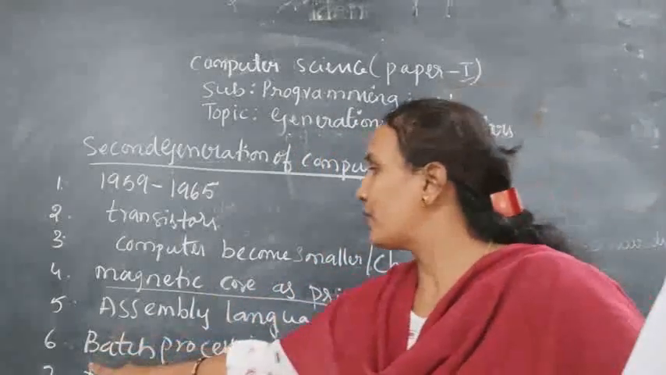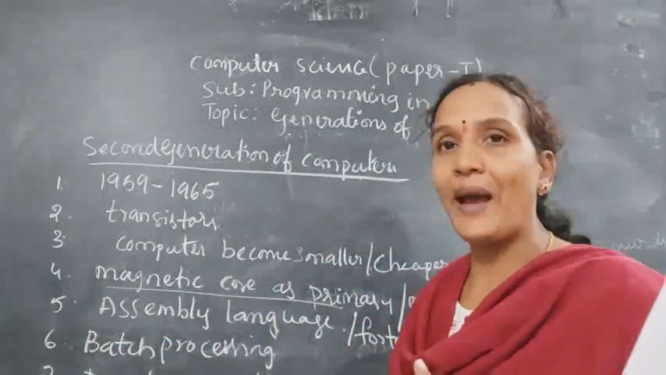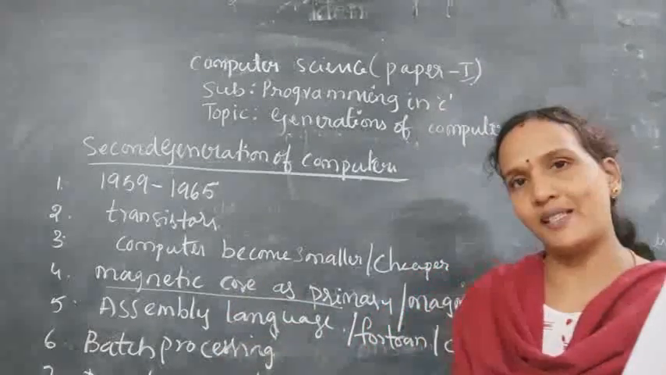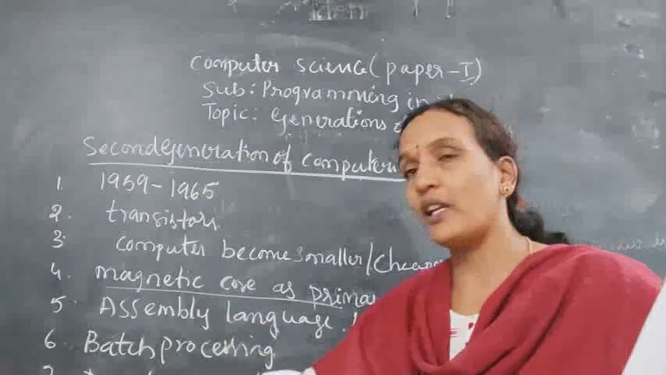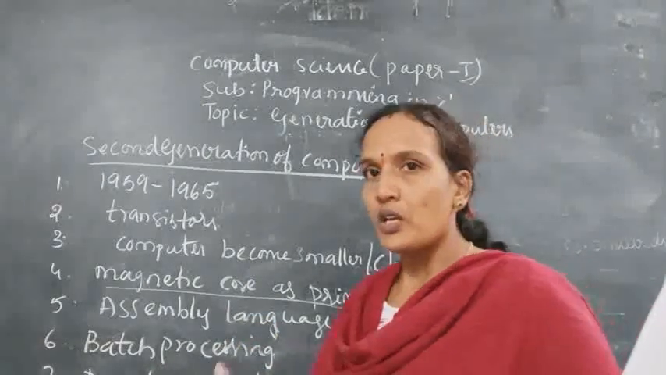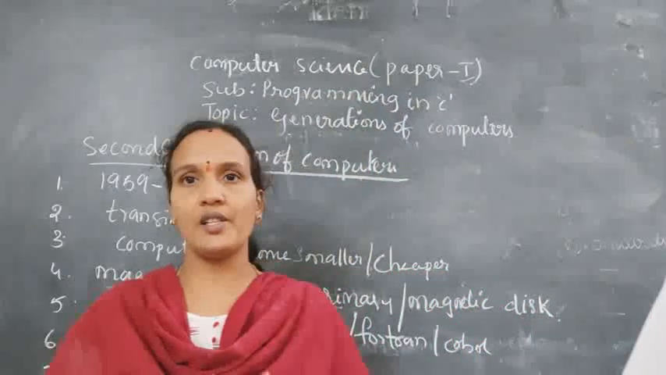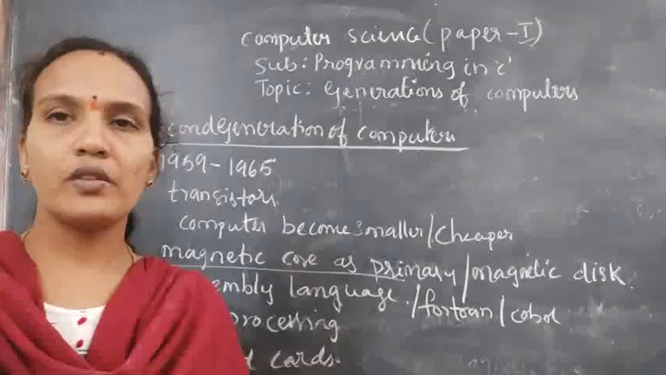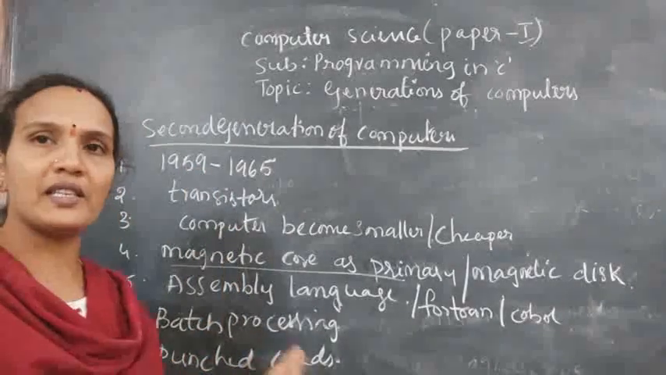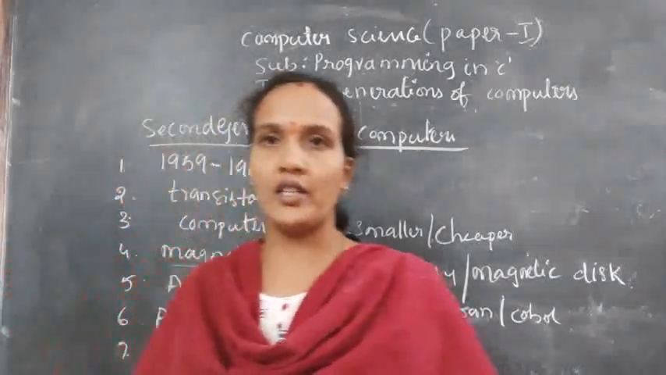Next, what operating system they used? Batch processing, means a set of instructions are processed at a time. Next, what input device they used? Punch cards. Understood? So you need to compare the first generation and the second generation computers. These are the characteristics of the second generation computers.